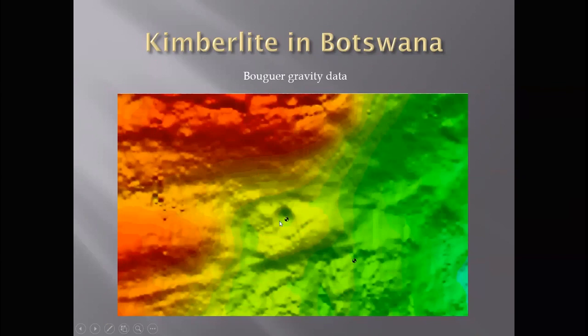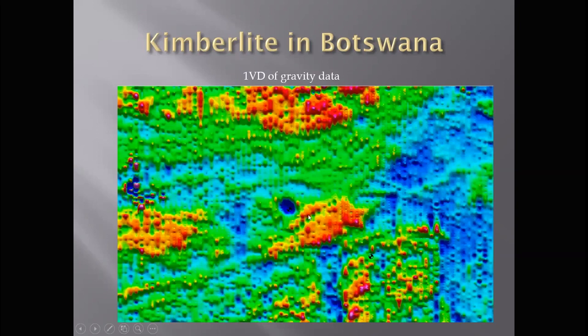And even in the total field, I can see there's a bit of a low, a little depression over that body, but nothing over that one. If anything, there's a slight high. If I just did, for example, a derivative to sharpen that up, or a residual, I would immediately see that there's a nice low over that body, and there's nothing over that body. So immediately I've discriminated between these two bodies. I'm thinking that this one is a kimberlite and that that one is not.